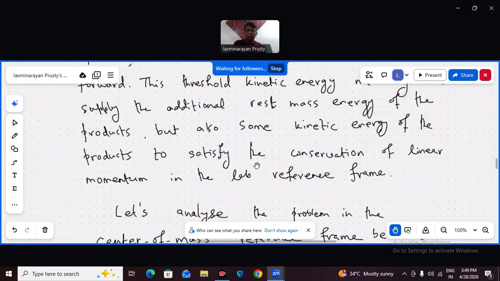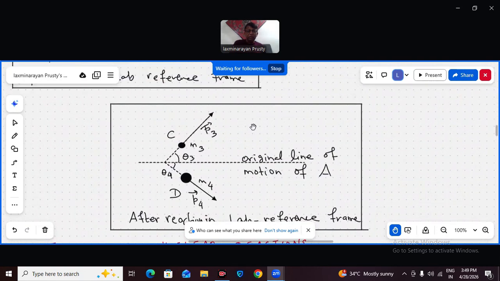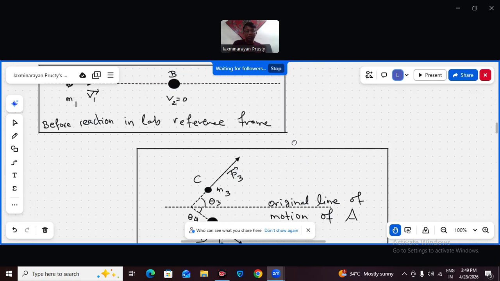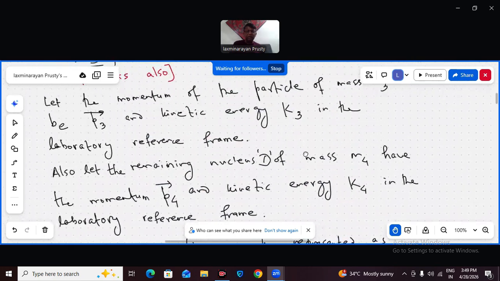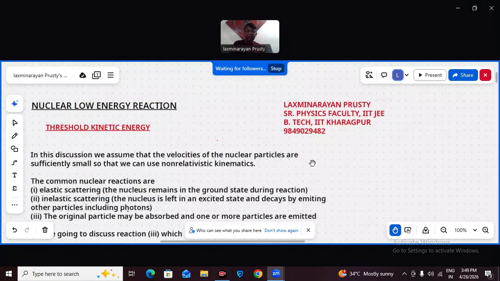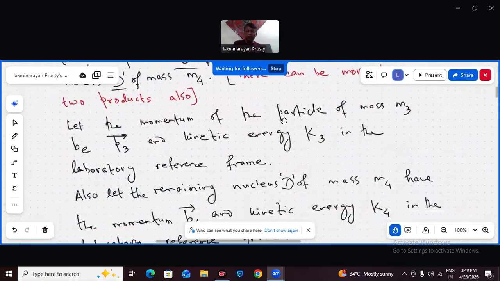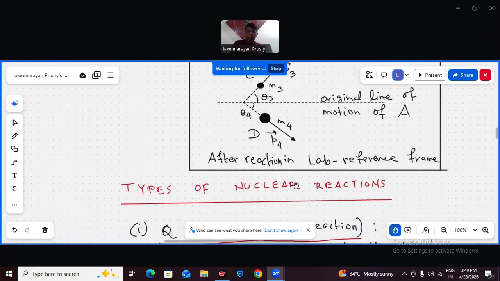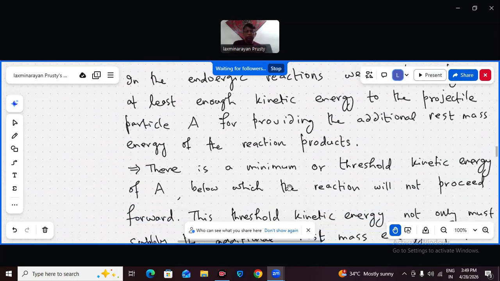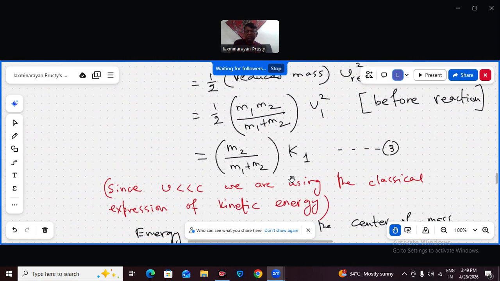I wanted to discuss the Q value because my hidden agenda is that the next discussion will be on the Q equation and some applications of the Q equation. The Q equation is extremely important, so important that in nuclear physics it is directly called the Q equation. That's why I first wanted to know what the Q value is, what an endoergic reaction is, and what the threshold kinetic energy is. I think this is a very simple discussion.